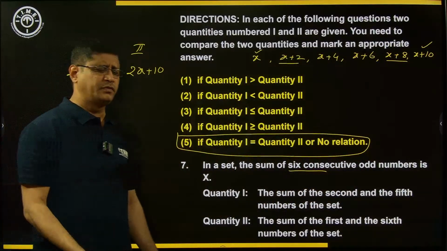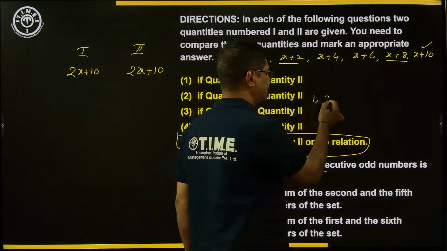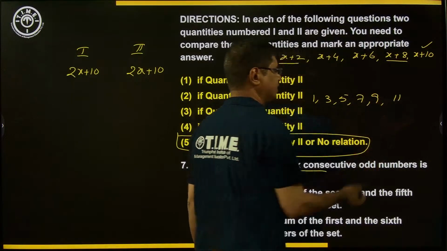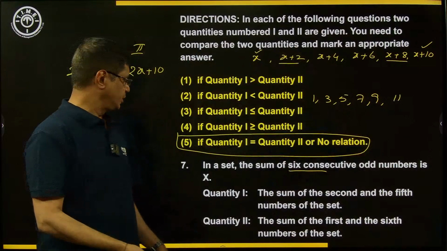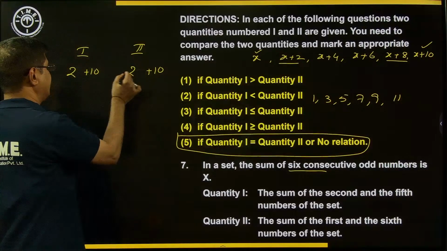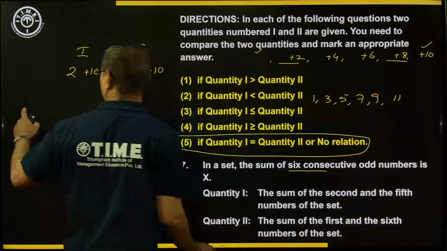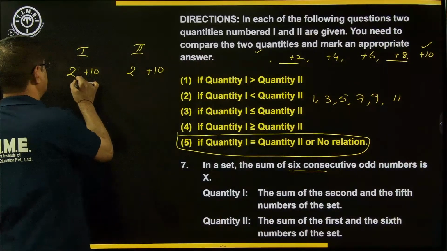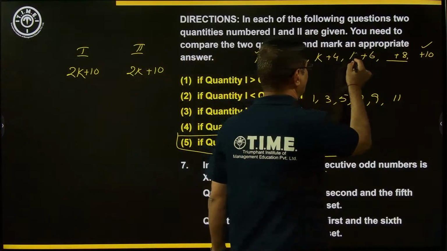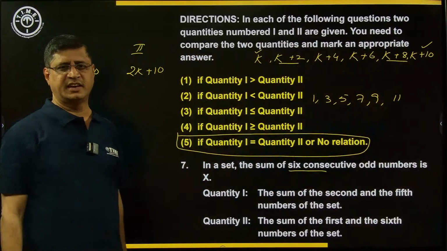My dear student, just for your information, I am taking the first 6 odd numbers. 1, 3, 5 odd natural numbers here. Just look at this one. Instead of taking x and another variable, of course, x is already given, so let me take one more variable here. Instead of x, I will take k. Okay, 2k plus 10. Now here it is k and k plus 6, k plus 8, and k plus 10.